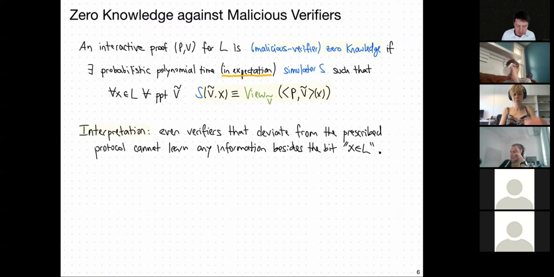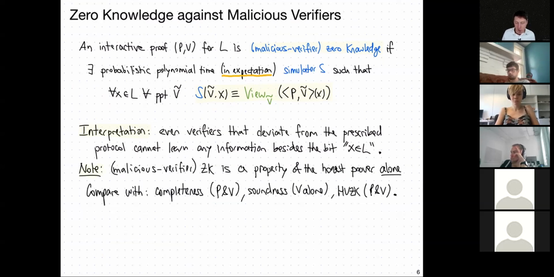The whole point of malicious verifier zero knowledge, though, is that even verifiers that deviate from the protocol cannot learn any information besides the single bit that x is in L. That is what this definition is capturing: the prover does not have to worry about malicious verifiers, because they too will be able to be simulated.